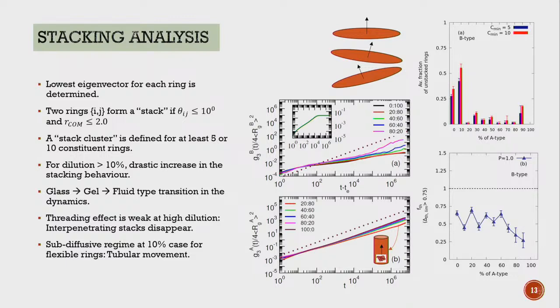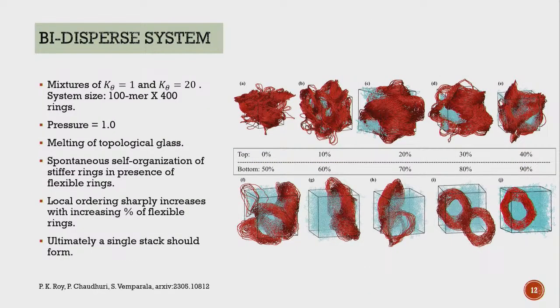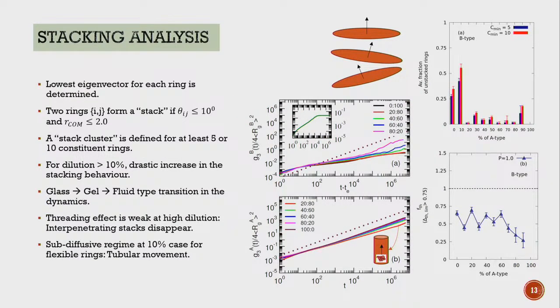And this kind of subdivision was very interesting to us because we thought that this might be related to the movement of these flexible rings through the bunch of stacks of these stiff rings, where you can see the stiff ring columns forming. So if the flexible rings are moving through these particular columns, one would expect this kind of subdivision to take place.